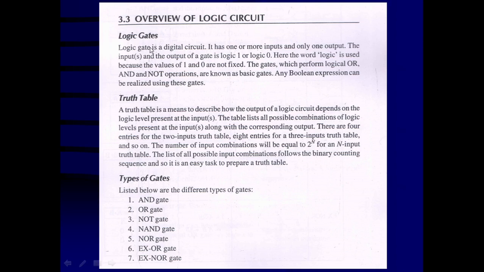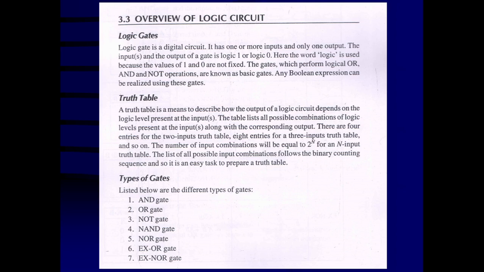The first thing: what is a logic gate? Last time, in the classroom as well as in the online lecture, I explained and gave the definition of logic gates. A logic gate is a digital circuit. It is an electronic digital circuit. It has one or more inputs and only one output. That means it can have either one input or more than one input, 2, 3, 4, etc. And only one output will be there. Inputs and output of a gate are logical 1 or logical 0.